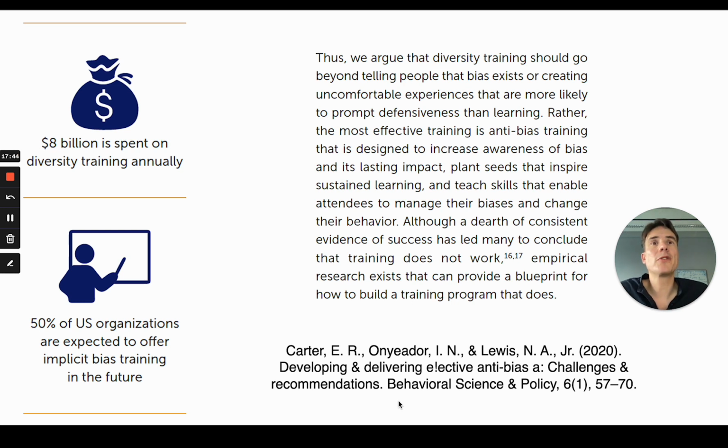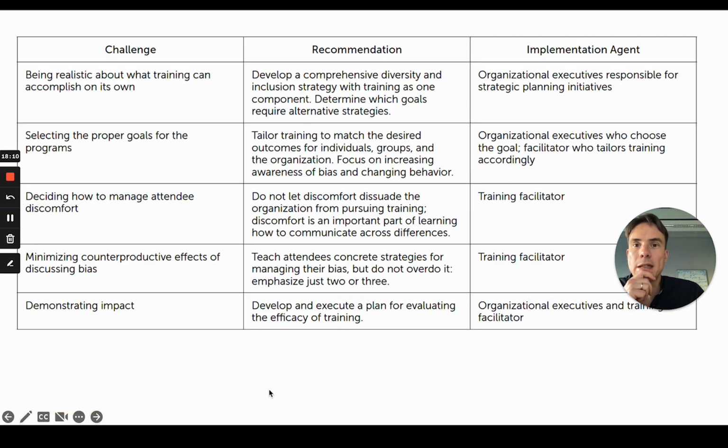Although a dearth of consistent evidence of success had led many to conclude that training does not work, empirical research exists that can provide a blueprint for how to build a training program that does. Think about our second part. There are some really successful programs out there, and we have a responsibility as social psychologists to make sure that we use the right tactics to implement them. All right, I think that's it from my point.